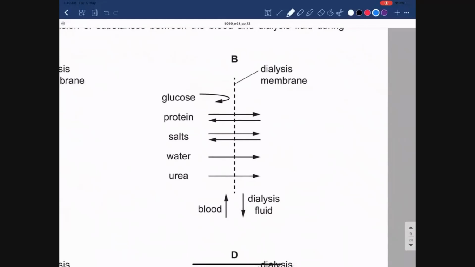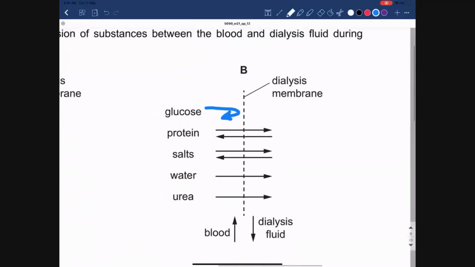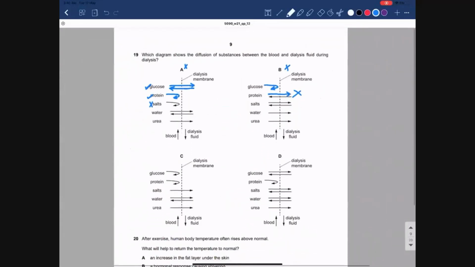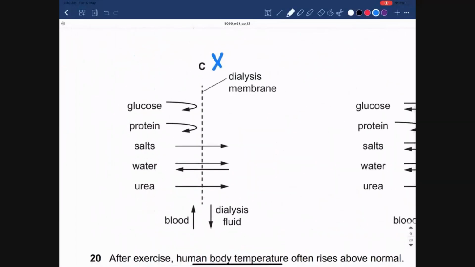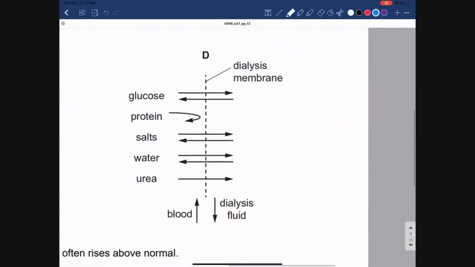This says that glucose cannot diffuse through the dialysis membrane. It's true, glucose cannot diffuse through the dialysis membrane, but glucose can cross the dialysis membrane. In this option, glucose is not crossing the dialysis membrane. This is wrong. And this shows that proteins can cross the dialysis membrane. Again, this is wrong. Option C is wrong again because it states that glucose cannot cross the dialysis membrane. However, it can. And let's move on to option D.